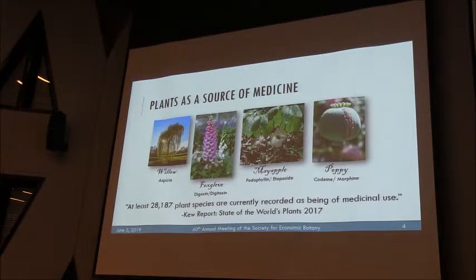We have around 391,000 species of plants, and about 7% of those, around 28,000 according to Kew's most recent State of the World's Plants Report, are reported as being medicinal. But if you look into the pharmacological literature that really goes into the in-depth evaluation of how many of these have actually been explored for their chemical makeup and for their full spectrum of biological activities, I would say we've barely scratched the surface, maybe a few hundred at the most.